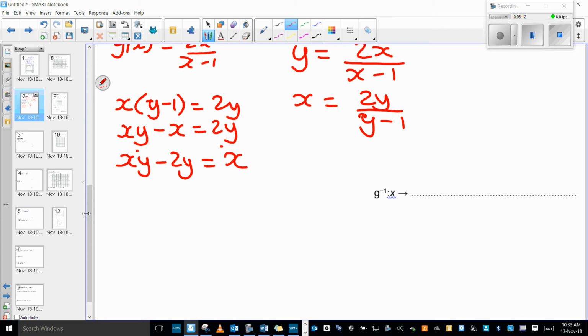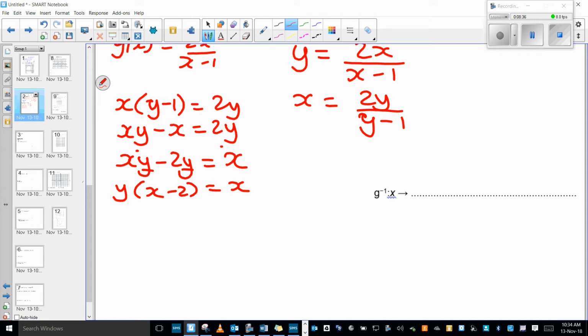But I still have y in two different terms, so what can I do now that they're on the same side? X minus 2 plus 4. Yep, what's that called? Factorizing it, because I have y that's common. So y can come to the front, and I have x minus 2.